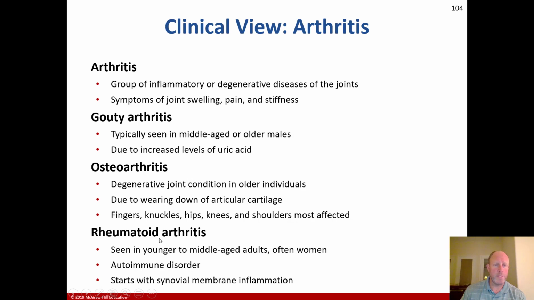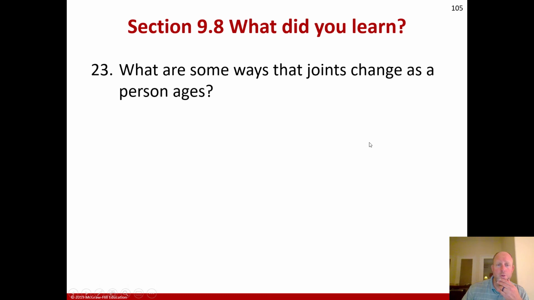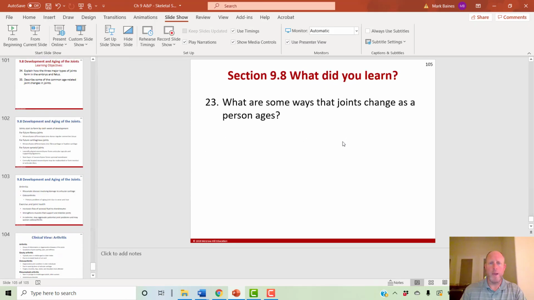That said, that's all we're going to cover for this, and you should now be able to note some ways that joints change as a person ages, and hopefully have a better idea of how to apply the concepts of articulations as a whole. And that is Chapter 9.